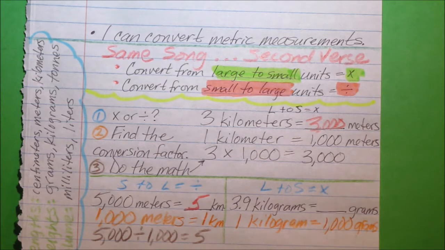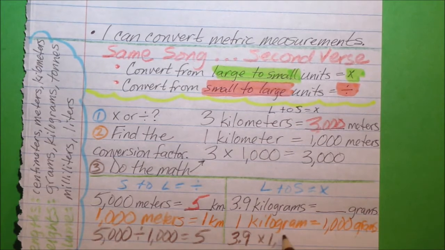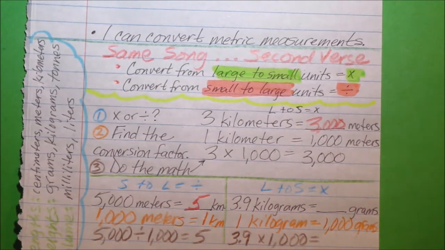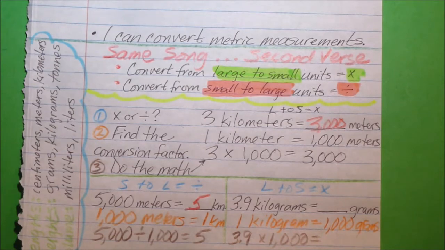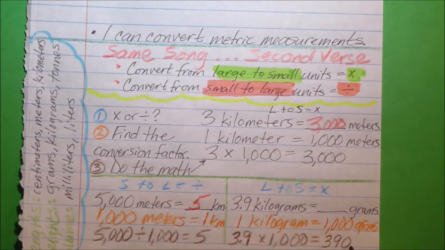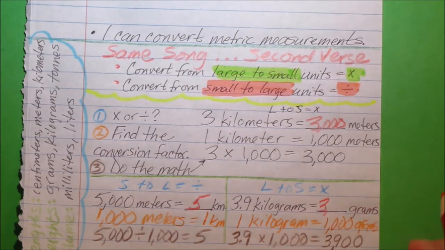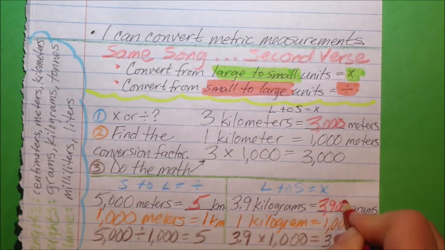Now it's do the math time. I know I'm going to be multiplying, so I'm going to be multiplying 3.9 times 1,000. Again, this is where I love the metric system. It makes math so easy. All I have to do to multiply this is move my decimal a certain number of places to the right. There are 3 zeros here, so I have to move it 3 places. So that would be 3, 9, 1 place, 2 place, 3 place. So now I have 3,900. So 3.9 kilograms is equal to 3,900 grams.